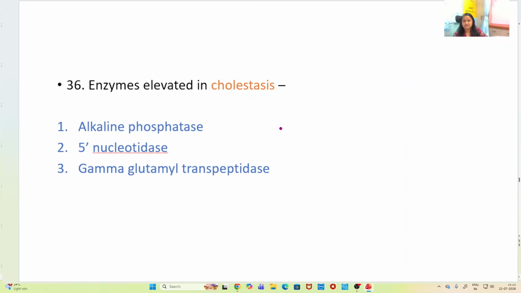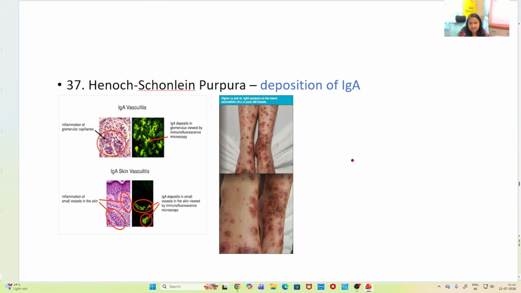Enzymes that are elevated in cholestasis patients are, remember this, ANG. Okay, ANG. Now for now you remember this. In the next lecture I'll be talking about neonatal cholestasis and cholestasis in children, so at that time we can learn more about this. So alkaline phosphatase, 5' nucleotidase and gamma glutamyl transpeptidase. Okay, these are the three enzymes in cholestasis. Again, this is important from the MCQ perspective.